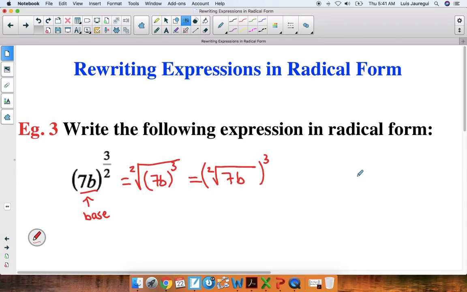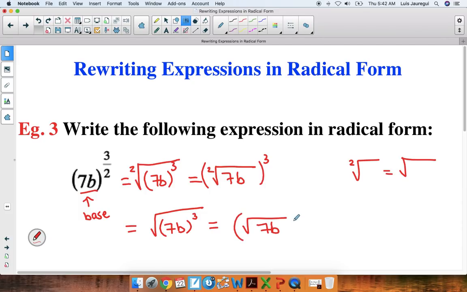Now the nice thing is that whenever the root has the number 2, this is the same as the square root, so we don't have to necessarily write down the 2. So this can be rewritten as 7b cubed under the square root. Or you can take the square root of 7b, and then this will be elevated to the third power. So let's see one more example here.